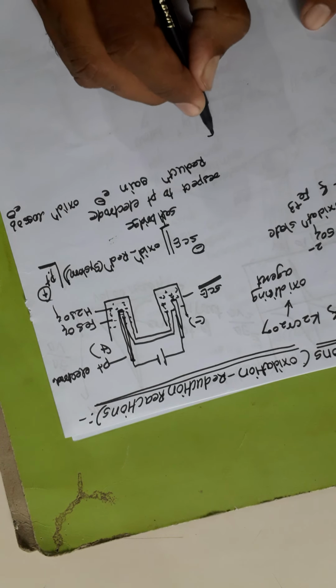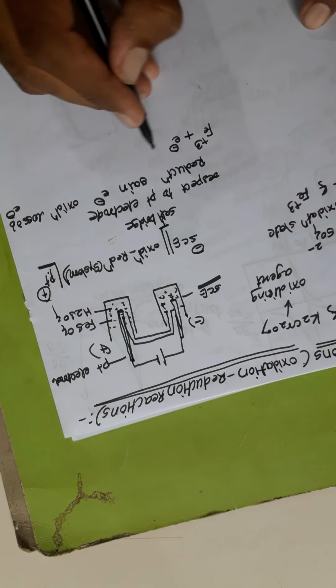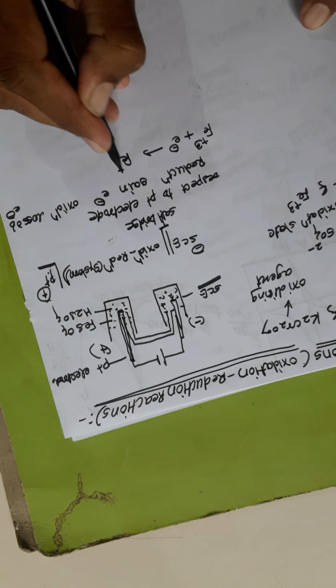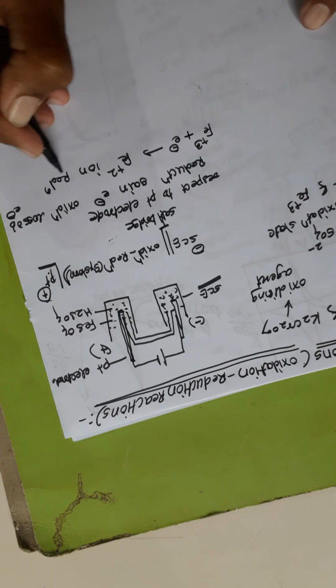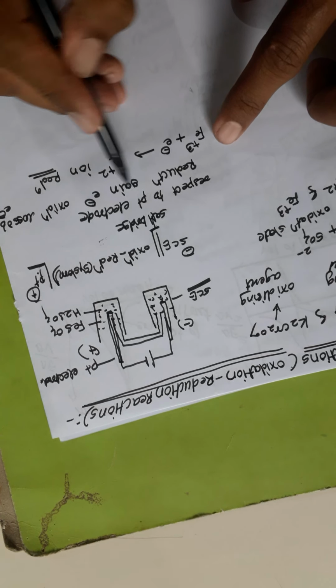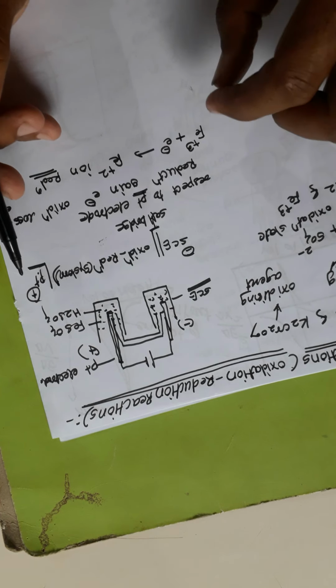See, Fe3+ ions gain one electron to form Fe2+ ions. This is the reduction. With respect to the platinum electrode, this is the positive end, that's why reduction takes place. As already told, Fe has two oxidation states, plus 2 and plus 3. Fe3+ gains an electron to become Fe2+ ion. This is reduction, gain of electron.